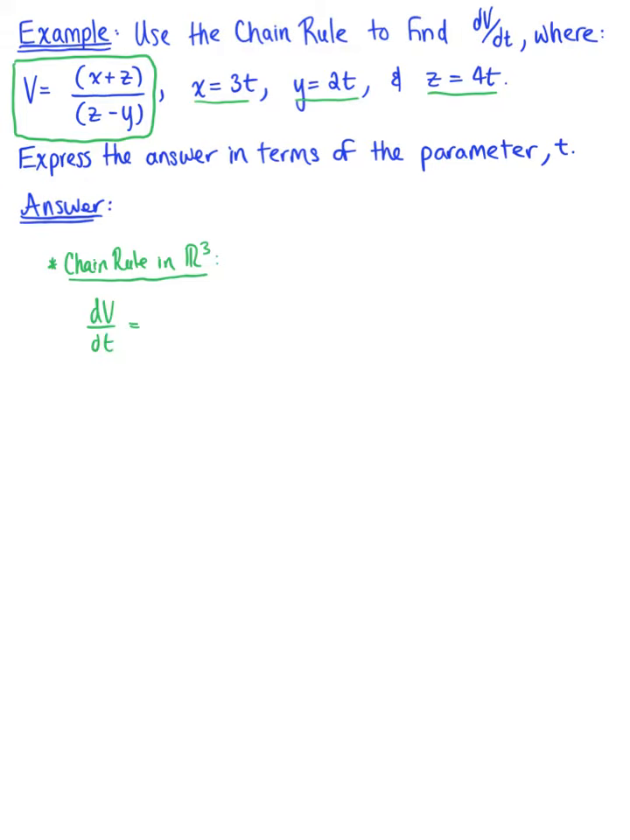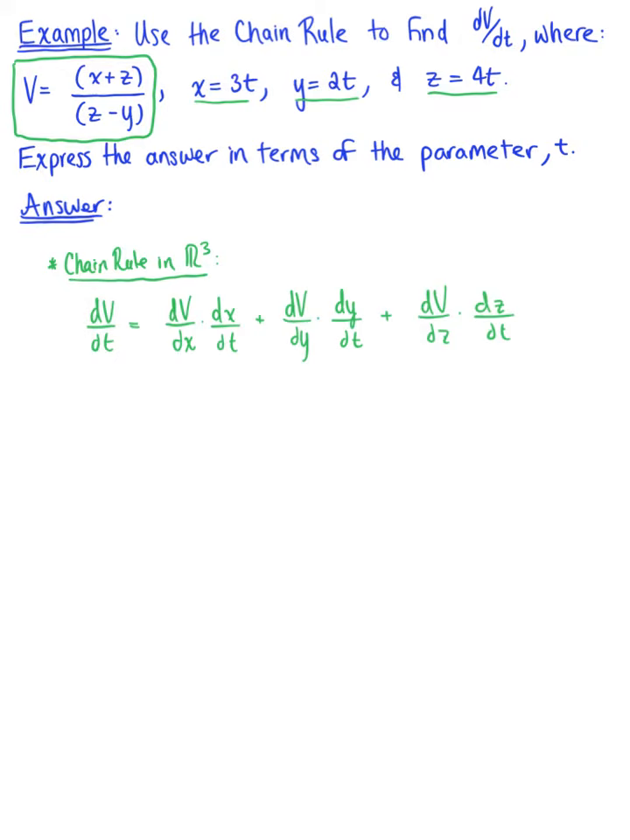is going to be equal to the partial derivative of the function with respect to x multiplied by the derivative of x with respect to t, plus the partial derivative of v with respect to y multiplied by the derivative of y with respect to t, plus the partial derivative of the function v with respect to z multiplied by the derivative of z with respect to t.